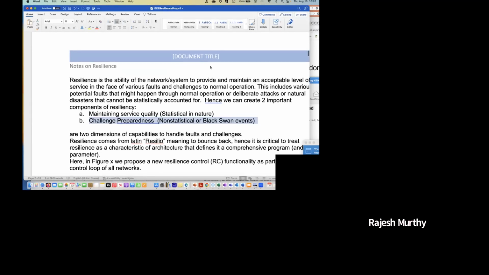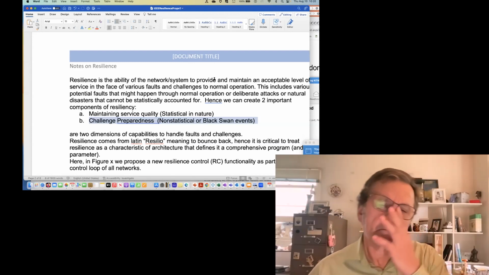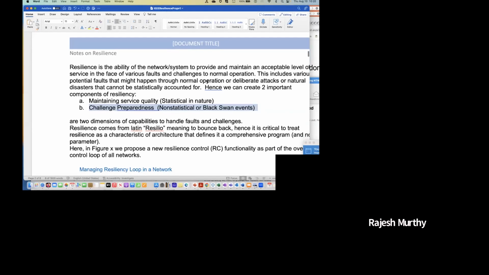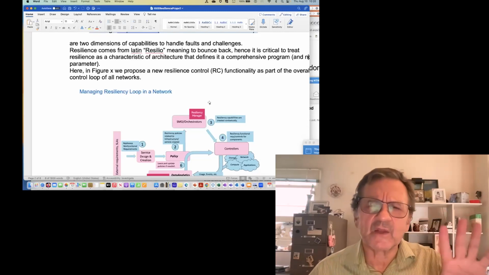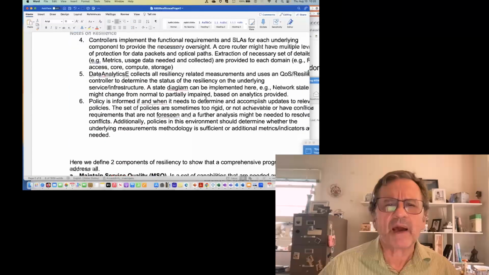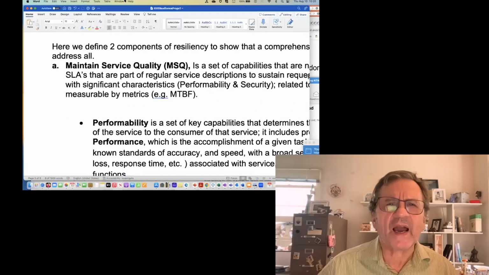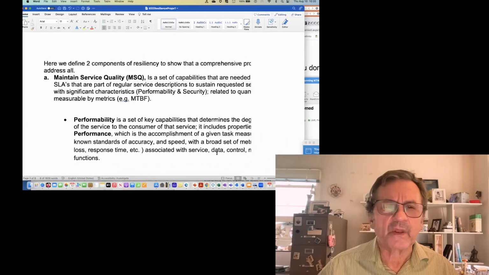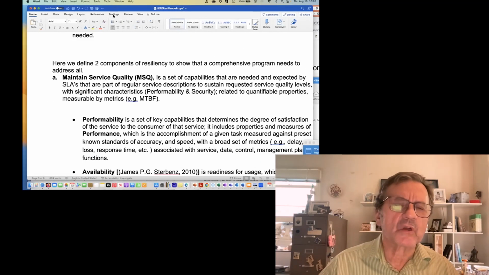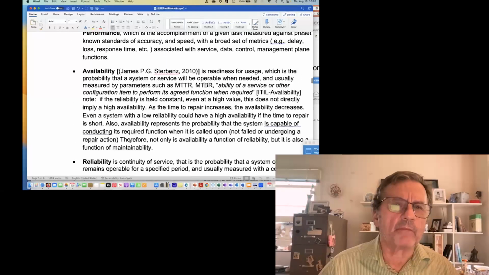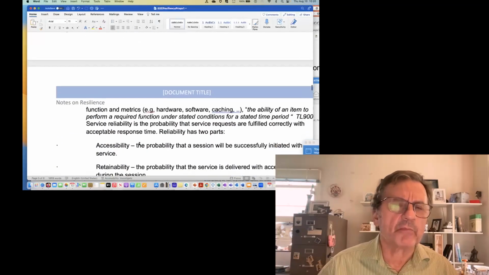Okay, B is, you're saying challenge preparedness, and yes, you're talking more of some kind of a non-statistical or black swan events. Yes. So events that are intangible. Yes. So I'm just trying to understand these two. You seem to be talking more from a reliability perspective. No. Okay. Can you hang on one second, because I will come back to define each of these in detail, like what is maintained service quality, and availability, reliability, and all these are components of that.